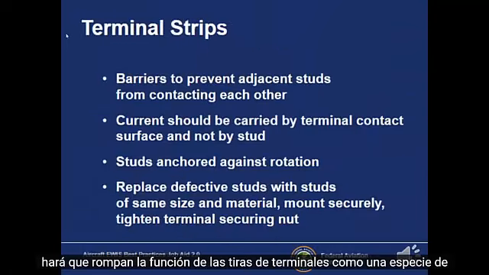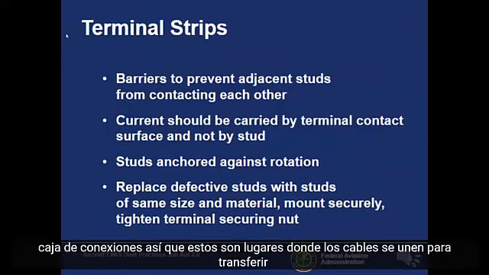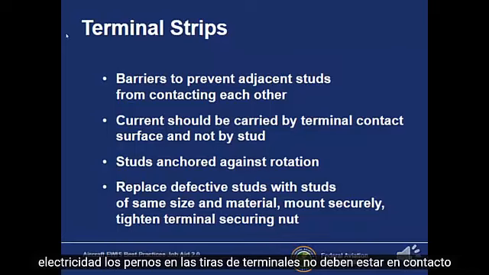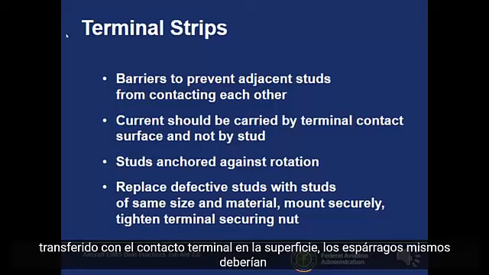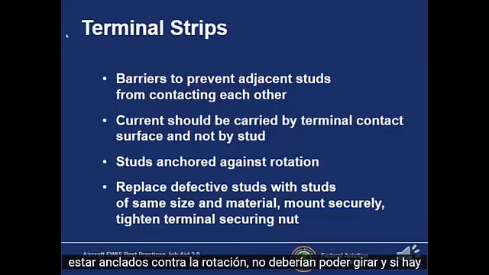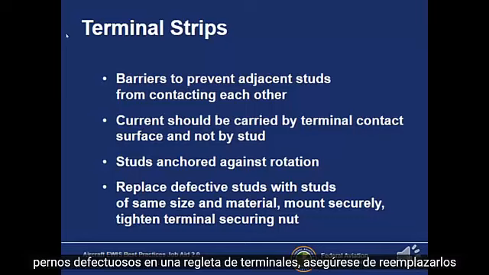Terminal strips function as sort of like a junction box. So these are places where wires come together to transfer electricity. The studs in the terminal strips should not be contacting each other, and the current should not be transferred on the stud. It should be transferred with the terminal contact on the surface. The studs themselves should be anchored against rotation. They should not be able to spin. And if there are any defective studs on a terminal strip, be sure to replace them.